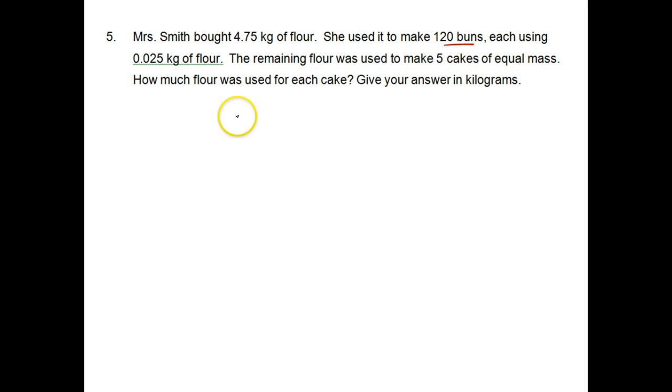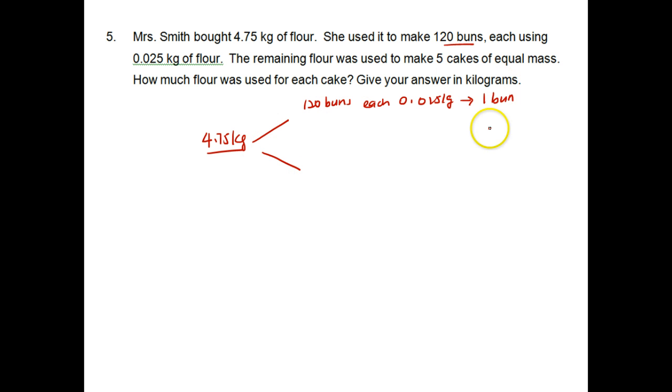So I know that I have 4.75 kilogram of flour she bought. She used it to bake 120 buns of 0.025 kg flour for one bun. Remaining flour, after she has used for this, she used to make 5 cakes of equal mass. So first I need to find out how much is used for the buns.